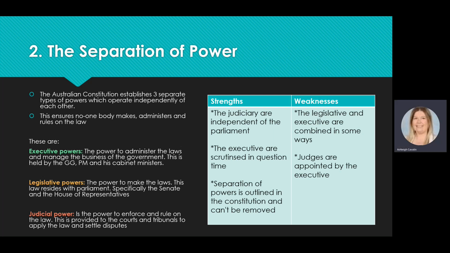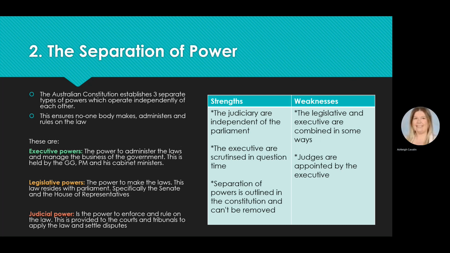Our second check is the separation of powers. This is different to the division of lawmaking powers, so don't get the 2 terms confused. The Australian Constitution establishes 3 separate types of powers which operate independently of each other. That's a good definition to learn. This ensures that no one body makes, administers, and rules on the law.